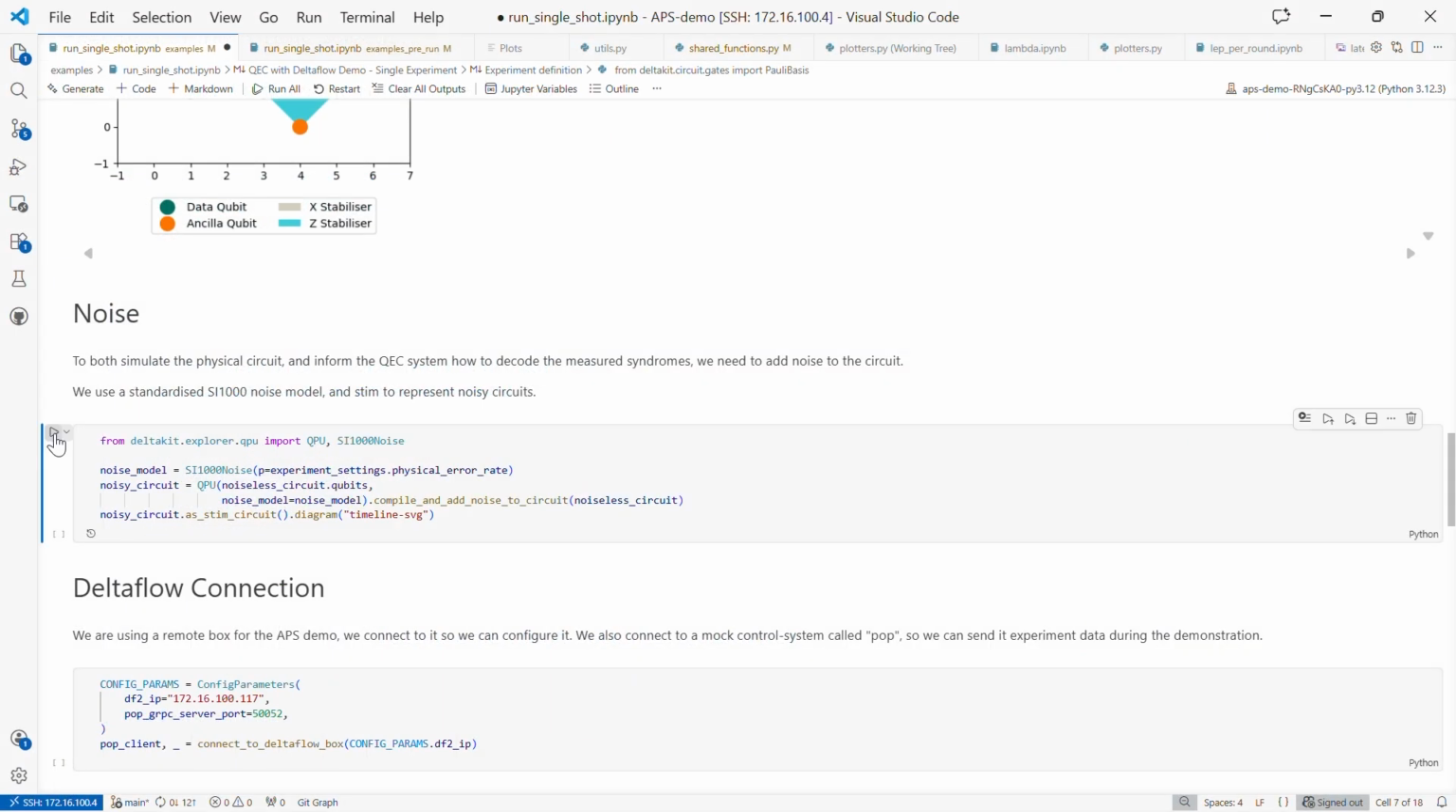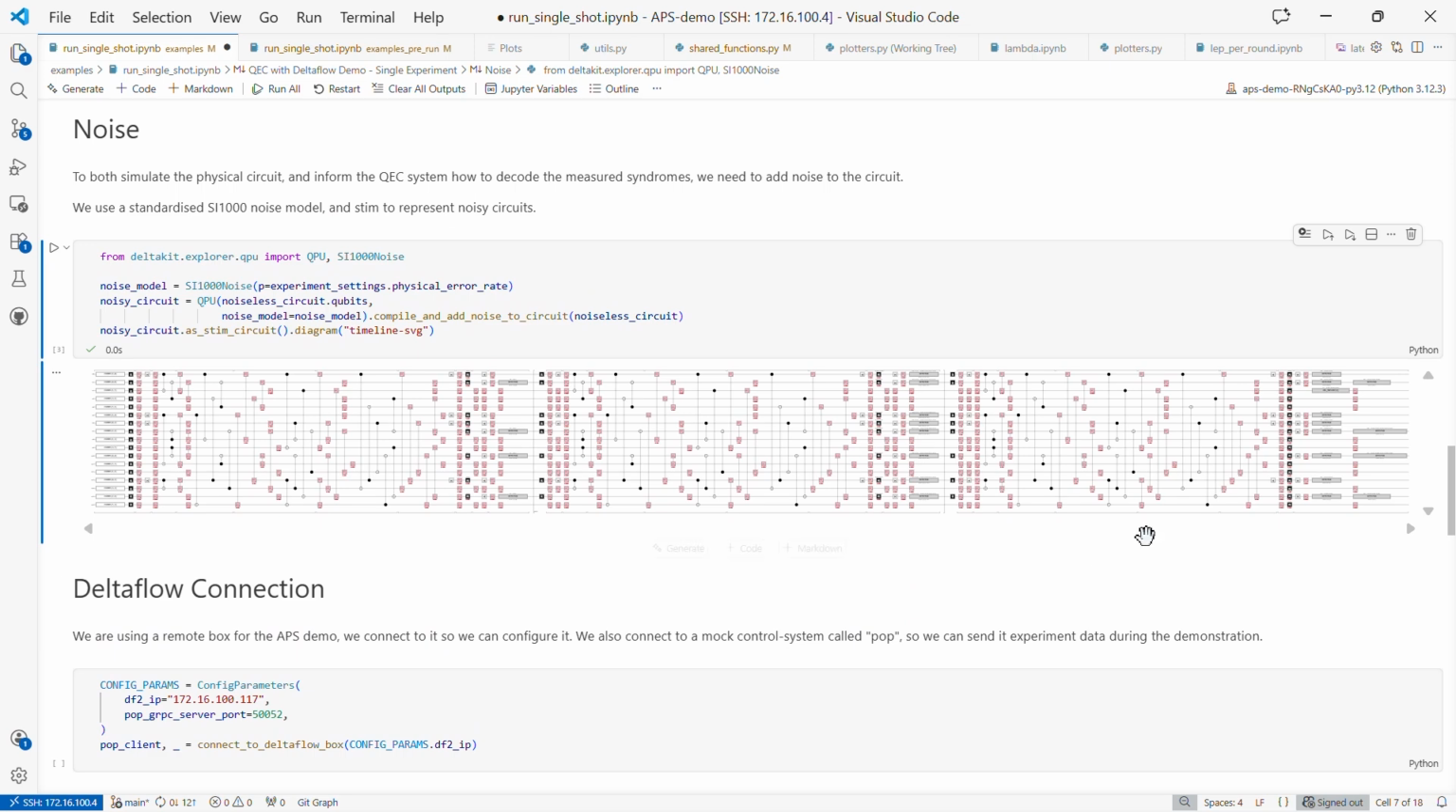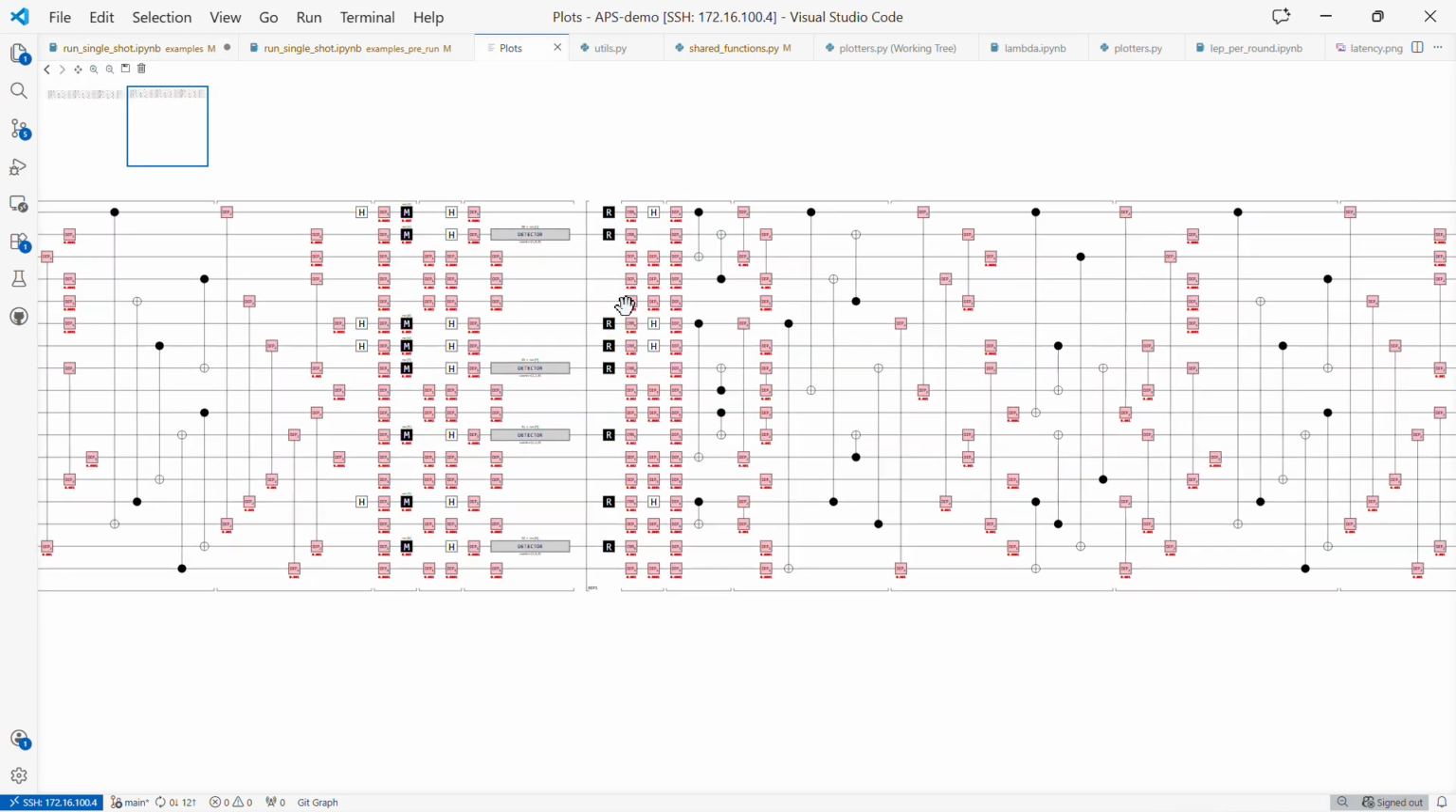Next, we need to inject noise into the circuit. This will allow us to simulate what the circuit would look like on a real device and also understand which errors are most likely to happen.